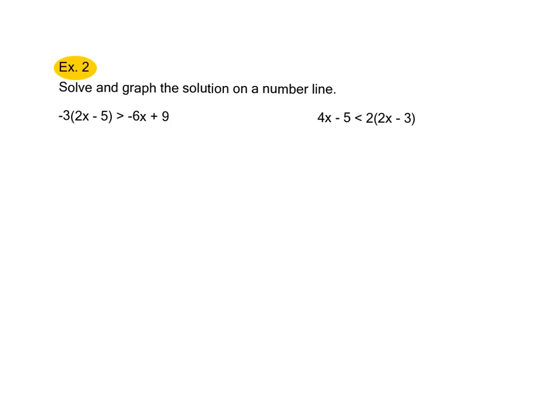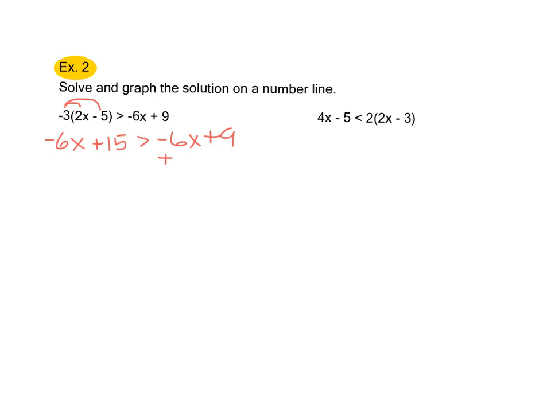Let's work through these last two problems together. It says solve and graph the solution on a number line. Looking at the example on the left, I notice that there are x's on both sides of the inequality. The first thing you want to do is try to get them on the same side. With the parenthesis on the left, I'm going to distribute the negative 3 in to eliminate it. Negative 3 times 2x would simply be negative 6x. Negative 3 times negative 5 becomes positive 15. Greater than negative 6x plus 9.